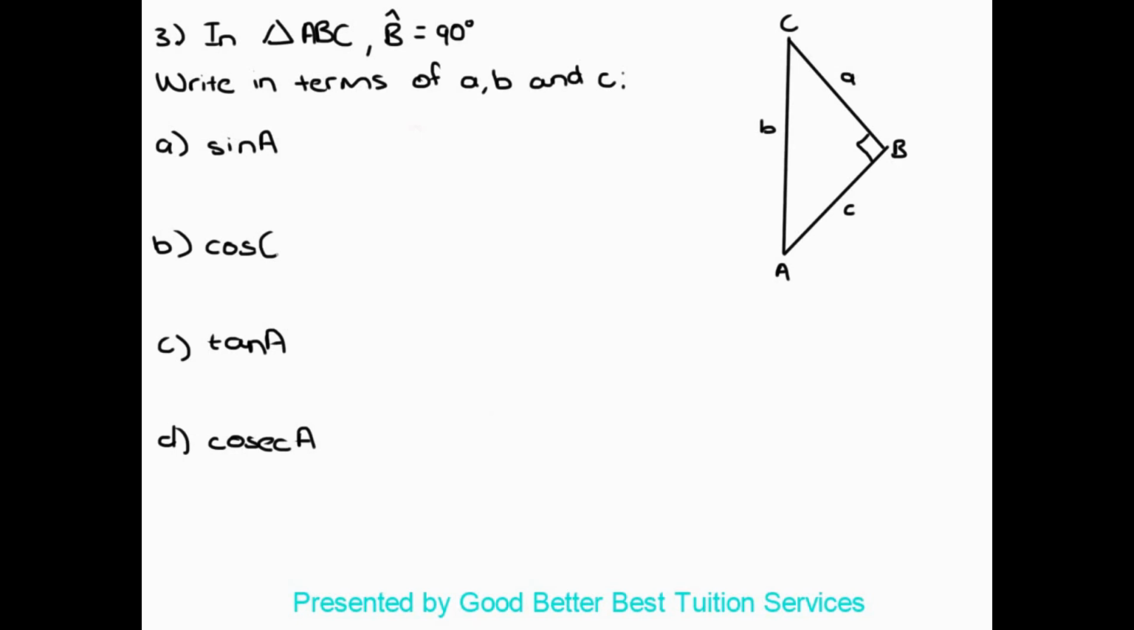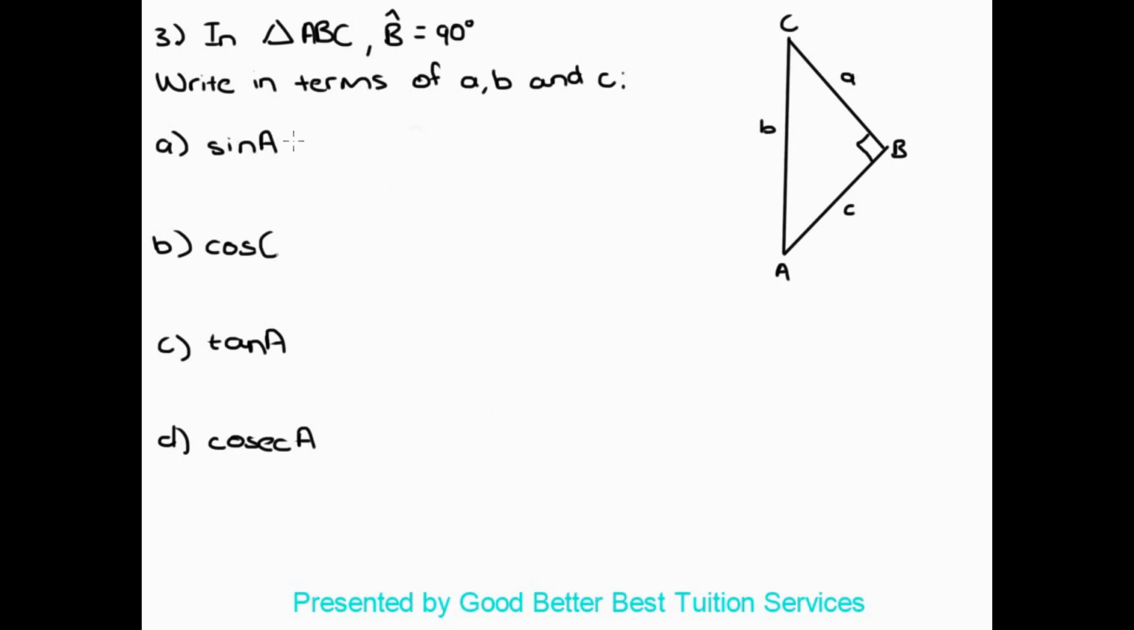It says in triangle ABC, angle B is equal to 90 degrees. So write in terms of A, B, and C. Cool. Let's give it a shot, please, guys. Moving on now, guys. It says here in question 3, in a triangle ABC, angle B over here equals 90 degrees. So they say write in terms of A, B, and C.